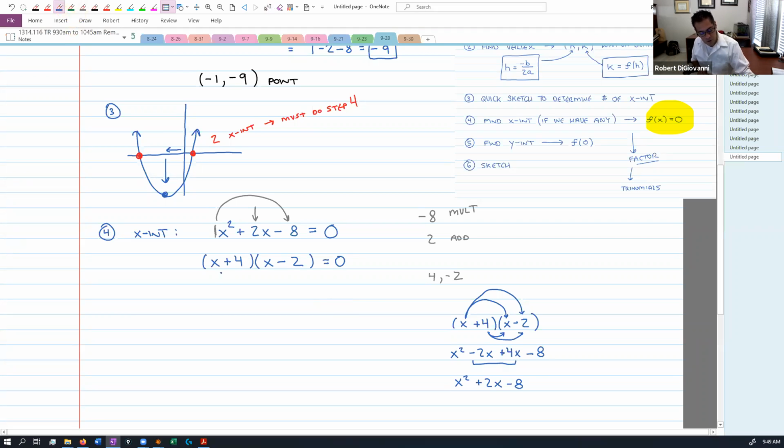Once you have factored it, what you do is you take each factor and you set them each equal to 0. And these are little linear equations. You just have to get x by itself. So you just subtract 4 on both sides, add 2 on both sides, and you get 2 solutions. We have 2 x-intercepts. They should happen at -4 and +2. You got it? I'm going to move on unless there are questions to step 5.